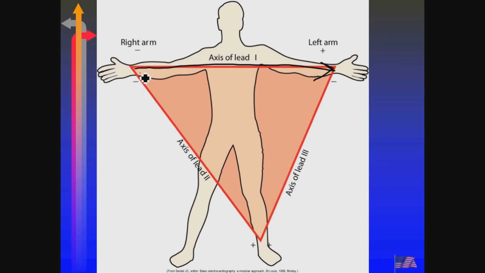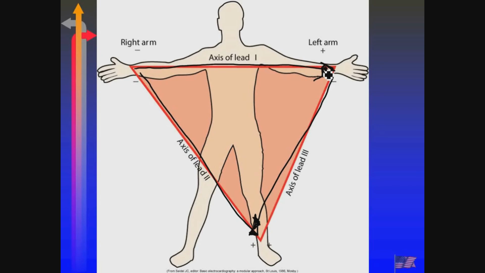Lead 2 goes from right arm to left leg. Lead 3 completes the triangle by going in that direction.